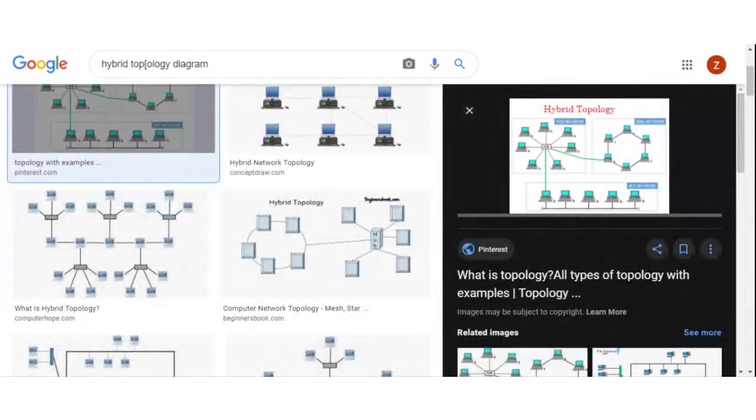If you look at this diagram here, this is a hybrid topology, a topology that entails a combination, or has features, of different topologies. This topology is connected to a topology here, and now this topology is connected to a ring network here. Is the diagram clear now?